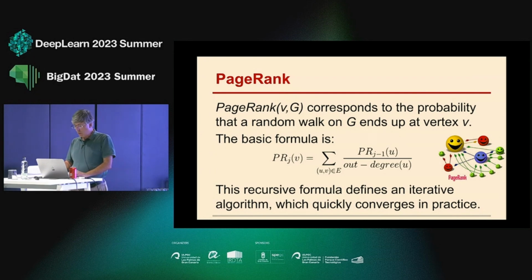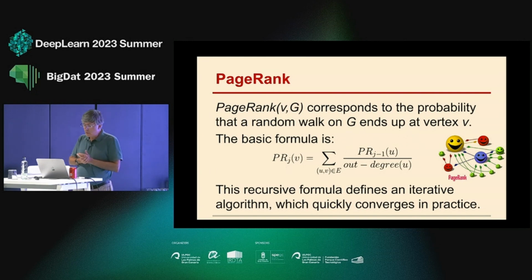There is a linear algebra way of looking at it, which is more interesting. The PageRank of a vertex v at the jth iteration, the probability of being at vertex v at time j, is the sum over all neighbors u of v of the probability that I was at vertex u at time j minus 1, the previous step. And once I'm at vertex u, the probability of jumping to v depends on the degree of u. If there are 5 places I could jump, I get 1/5 of that probability.